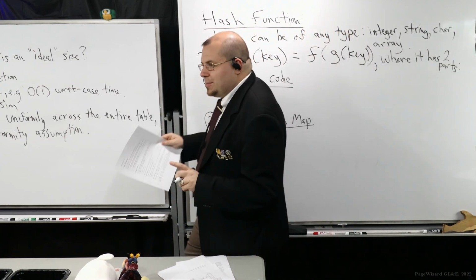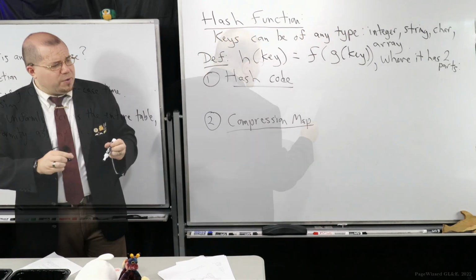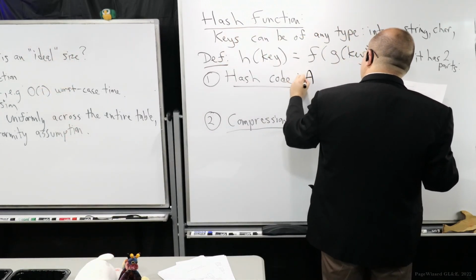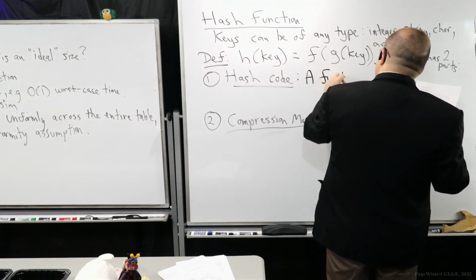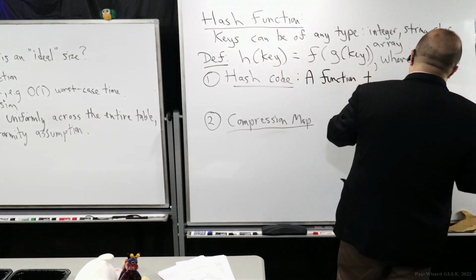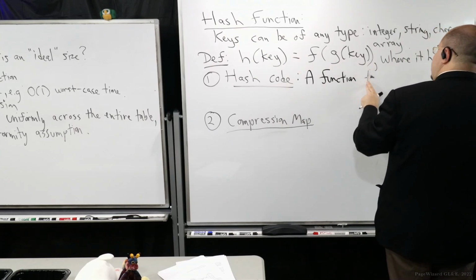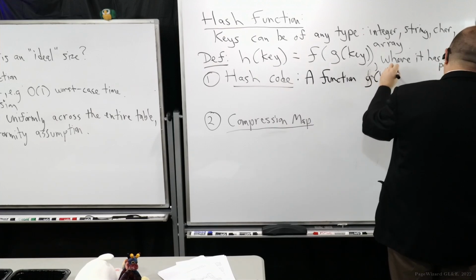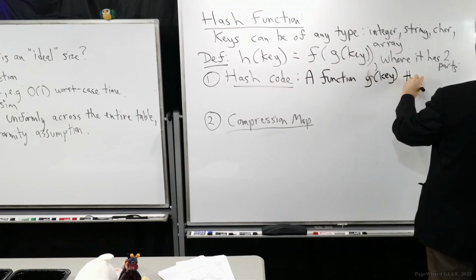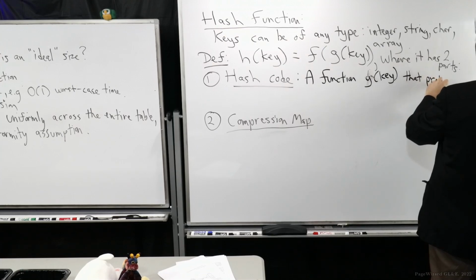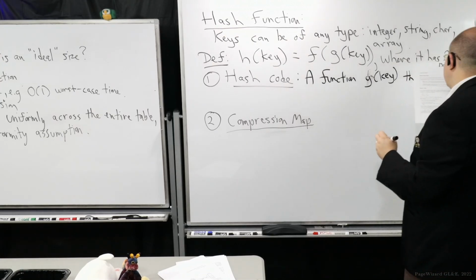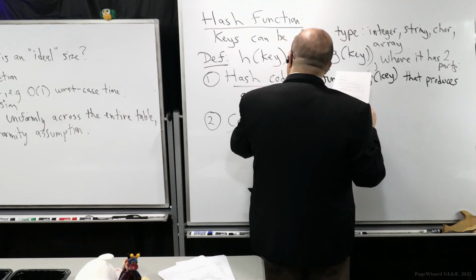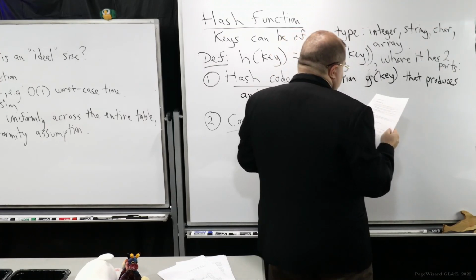Let me define each one here for you. So the hash code is simply a function. It's g of key. So it's just the function g. It takes as input a key and produces an integer. That's all the hash code is.